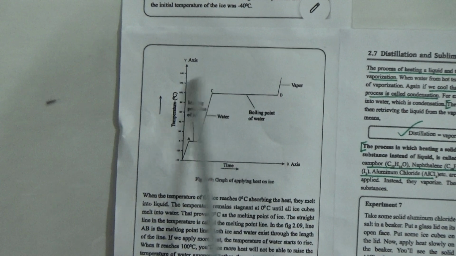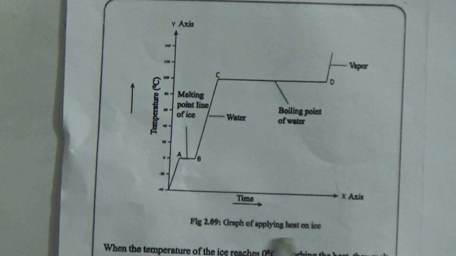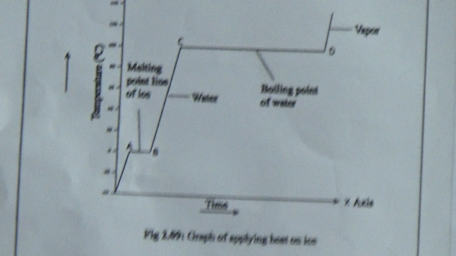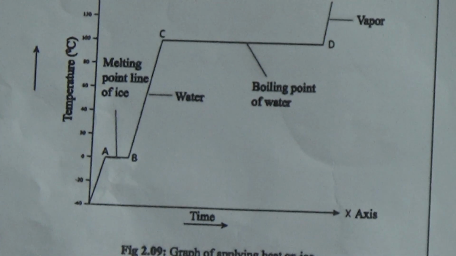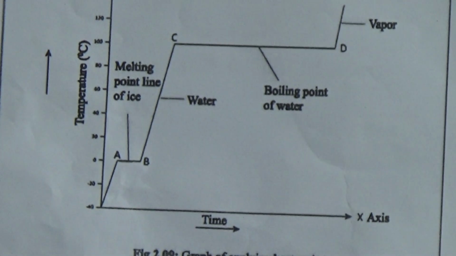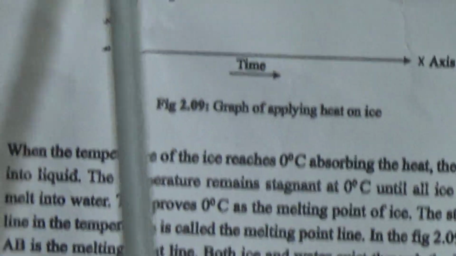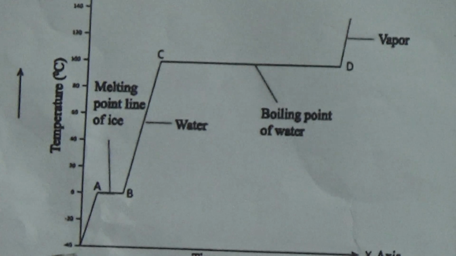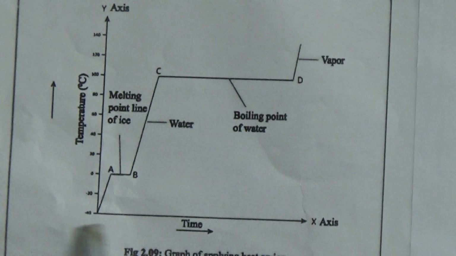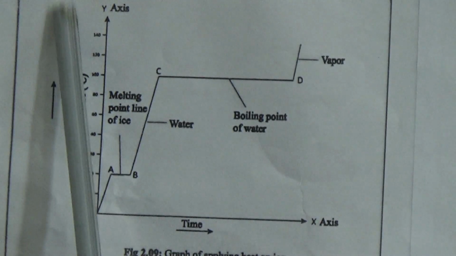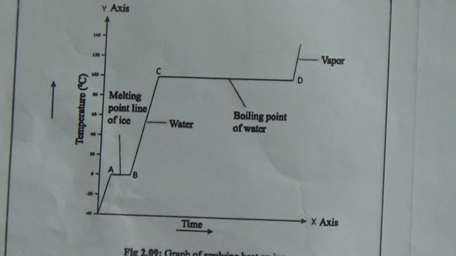Here a picture is given, graph of applying heat on ice. We know about the boiling and melting point and boiling and melting temperature also. Here this axis indicates the time and this axis indicates the temperature. At first we take some ice. We know that ice normally, under below 0 degrees Celsius, water remains in ice condition.